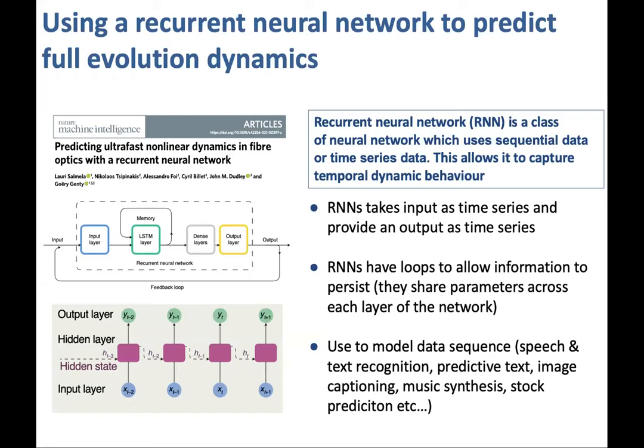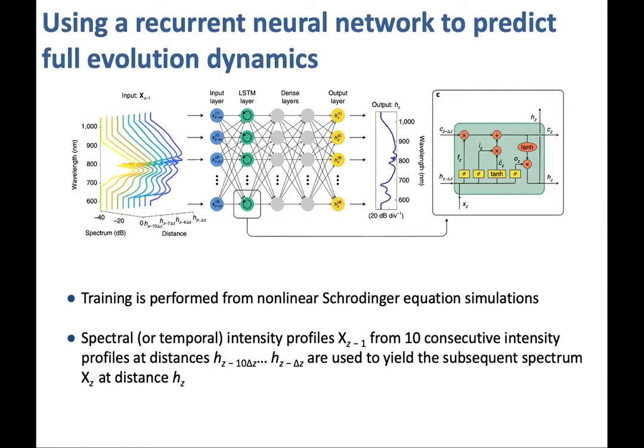The particular form of recurrent neural network that we have been using is a so-called long short-term memory cell architecture. And what we did is essentially to train the network with this kind of architecture to be able to forecast the evolution of temporal and spectral intensity during nonlinear pulse propagation. This was done by generating a large amount of evolution maps, which were obtained from integration of the generalized nonlinear Schrödinger equation. Then these evolution maps were used to train the recurrent neural network and then make predictions for different sets of input parameters and fiber parameters. So this is how it works more concretely.